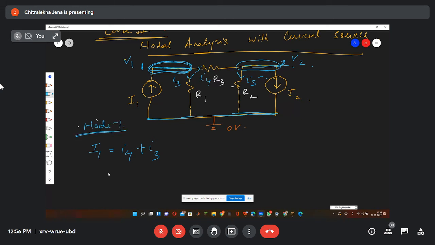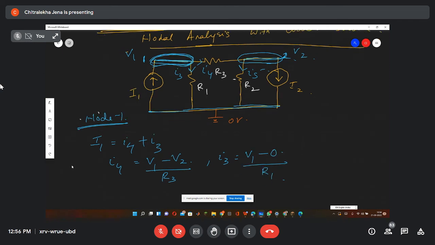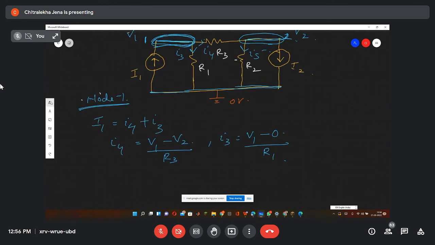What is your I4? I4 can I write down as V1 minus V2 divided by how much? R3. What is your I3? I3 will be equal to V1 minus the datum node potential divided by R1. Clear or not? Yes, got it, ma'am. So just by looking at the network, I will write down the equation and you will put all these values in equation number 1 and check whether you are getting the same equation or not.